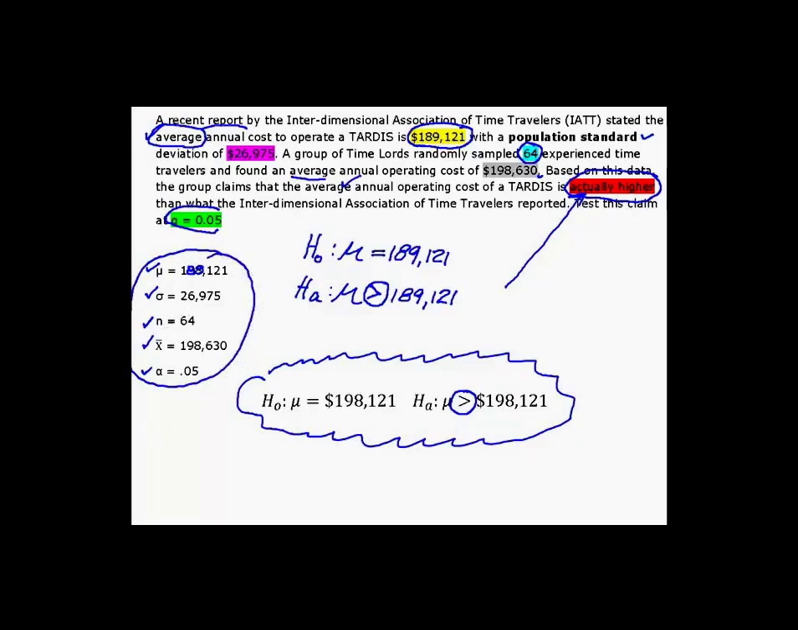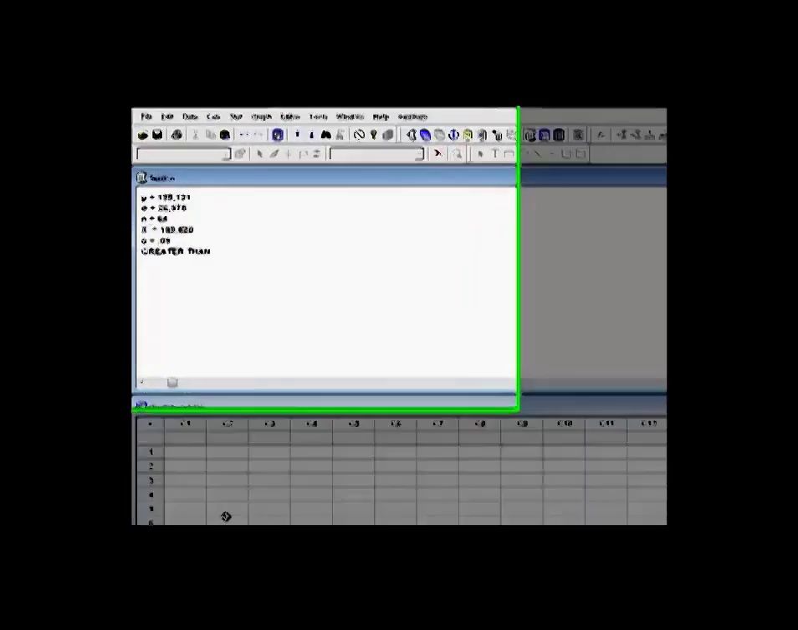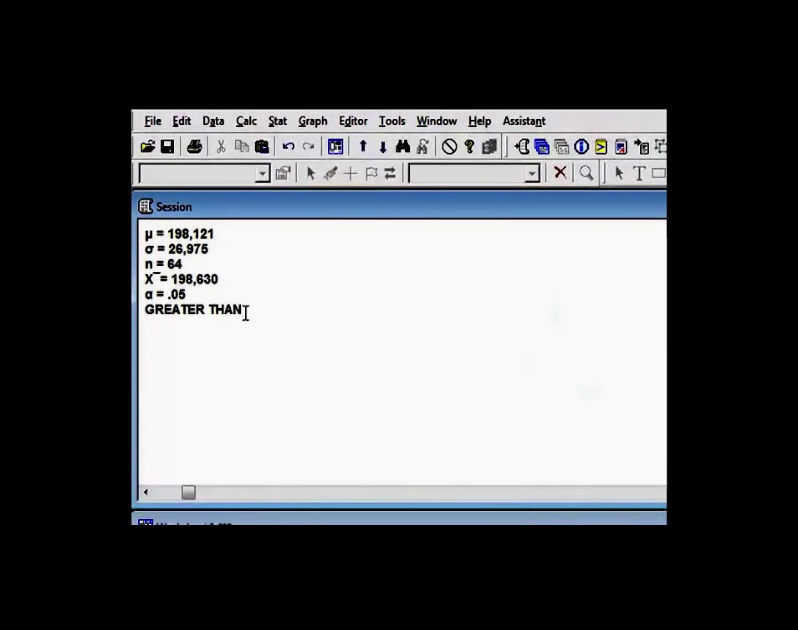So I'm going to take all of this information, especially once the typo's been corrected, and I'm getting ready to time travel over to Minitab. Alright, so what I did was I just brought my information over from my problem, and I just copied it into my session window in Minitab just using control C, control V, so that I've got it right here where I'm going to plug my information in.